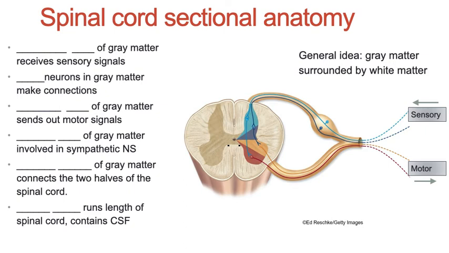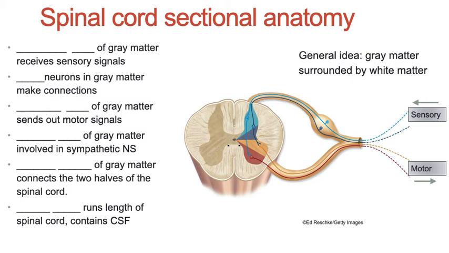All right, so now let's look a little bit more into spinal cord sectional anatomy. What you're looking at here is a diagram of a section of spinal cord. You can see the white matter surrounding the butterfly-shaped gray matter. On this slide, we're going to start by discussing the gray matter a little more in depth, and then we will continue on with the white matter on the next slide.